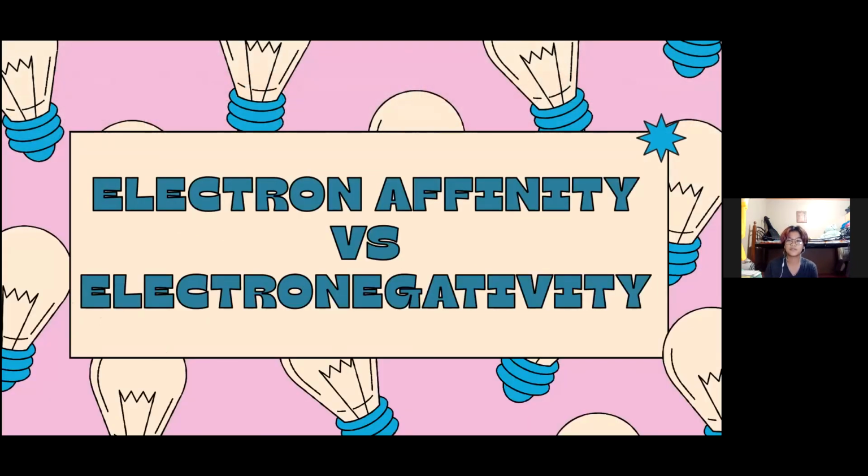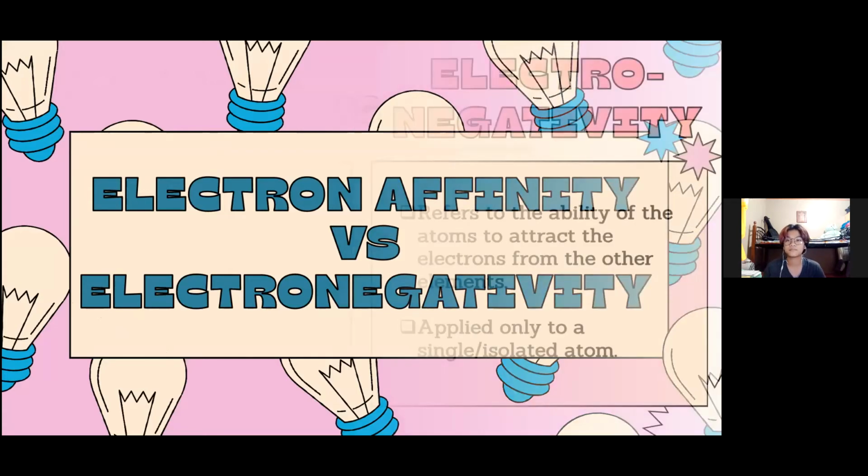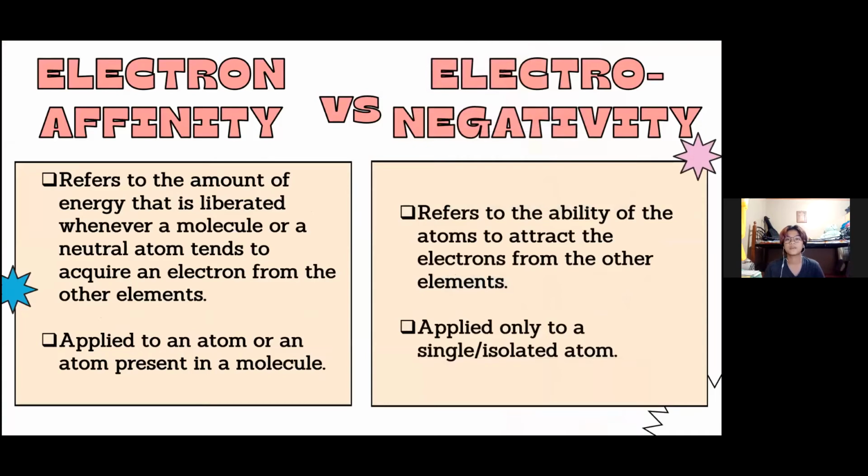Now let's talk about the differences between electron affinity and electronegativity. Electron affinity refers to the amount of energy that is liberated whenever a molecule or a neutral atom tends to acquire an electron from other elements. In short, electron affinity is the energy change when an electron is added to an atom, while electronegativity refers to the ability of atoms to attract electrons from other elements. It is how strongly an atom pulls the shared electrons to itself.